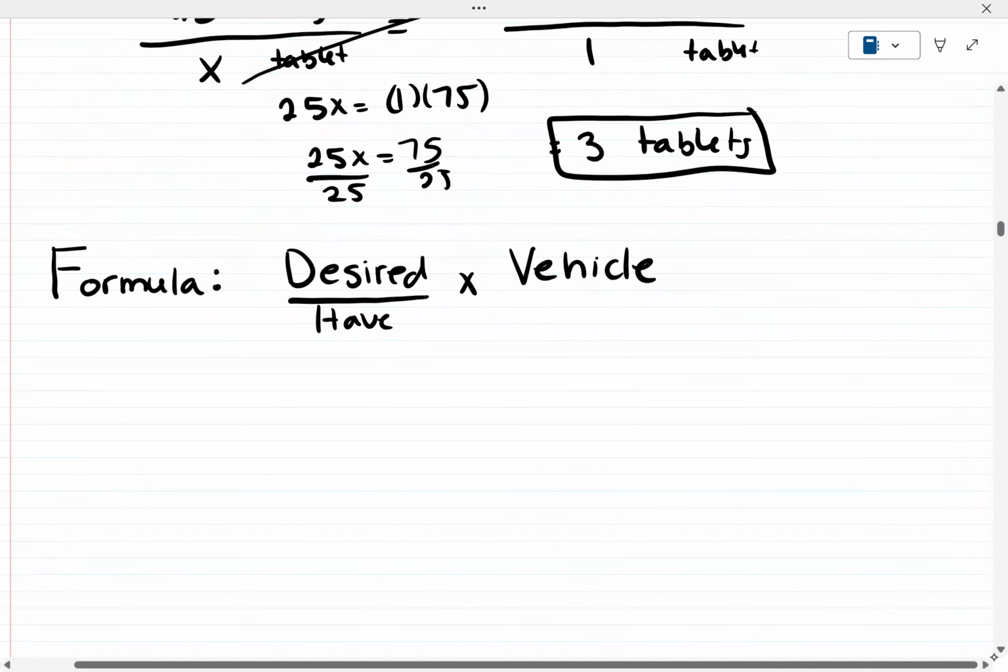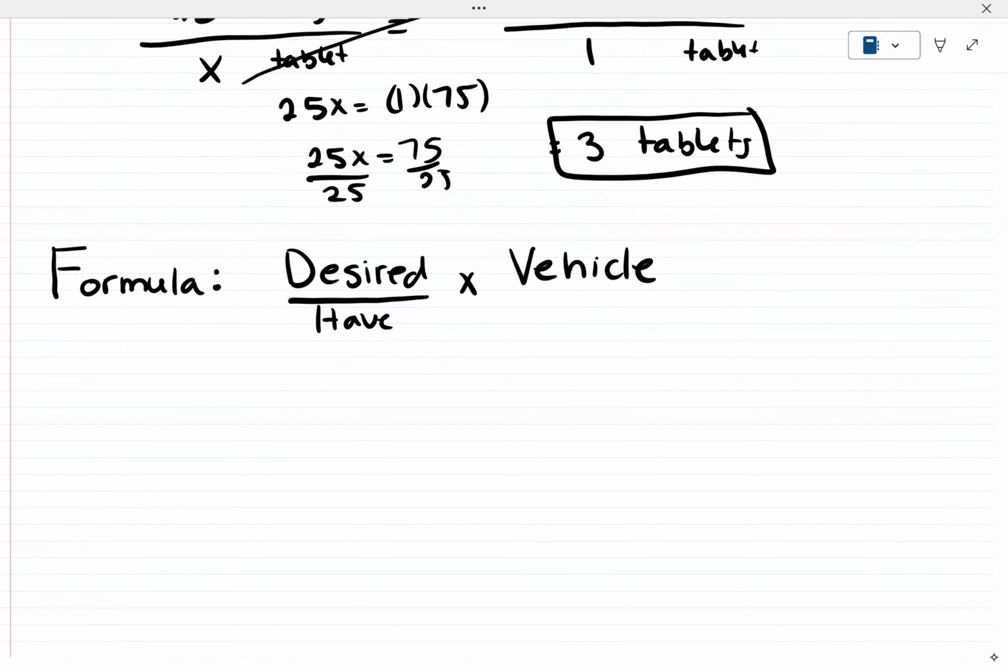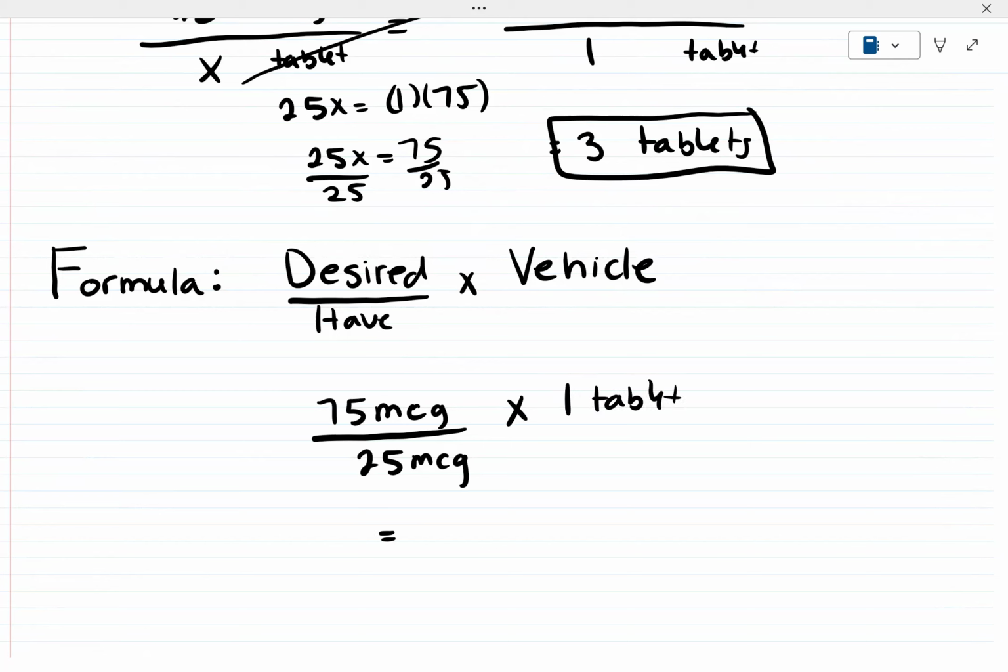Okay, formula method, desired over have times vehicle. If you recall, desired and have must be in the same unit, and they are, so we don't have to do an extra conversion. Our desired was 75 mcg, our have is 25 mcg, and our vehicle was 1 tablet. Multiply that out and you get 3 tablets.